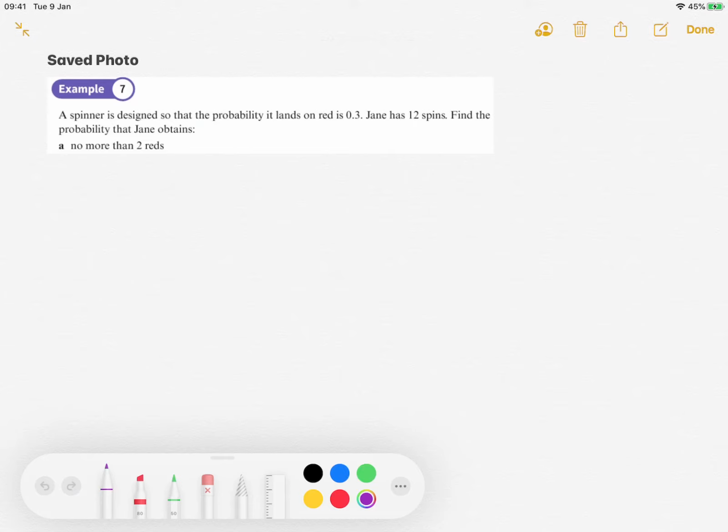So we saw in my last video that I went through this as well. The spinner is designed so the probability that it lands on red is 0.3 and she spins it 12 times. Let's find the probability that she obtains no more than 2 reds.